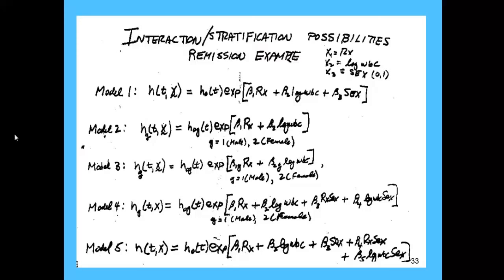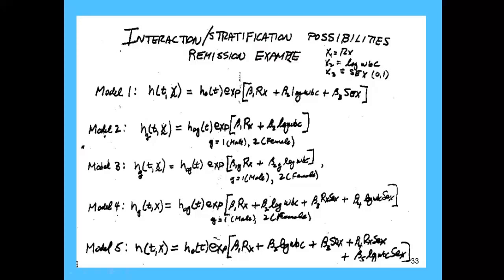Model 4 is the other way to write what I've written for model 3, where you put treatment, log white blood cell count, treatment times sex, and log white blood cell count times sex. The other way. Model 4 and model 3 are the same model, right? They're the same model, they're just 2 different ways of writing it. Okay? You follow that? Okay. Do you feel like you got an idea of what stratified Cox is?